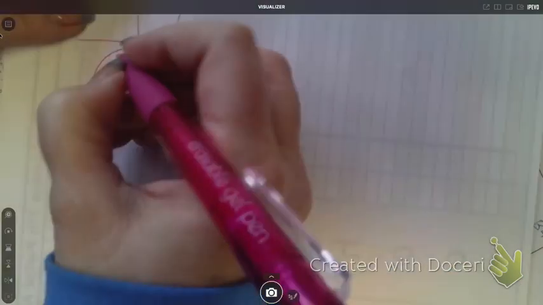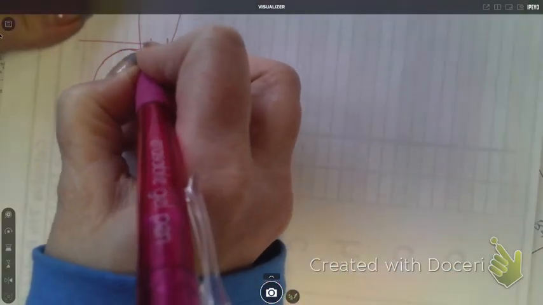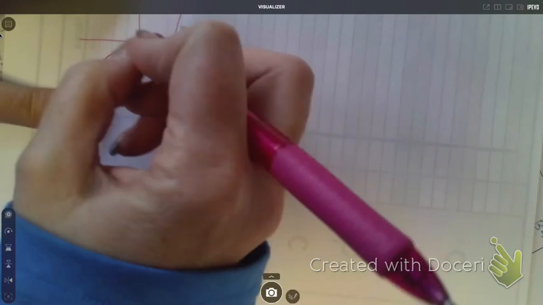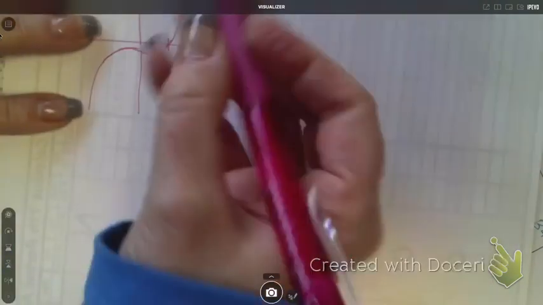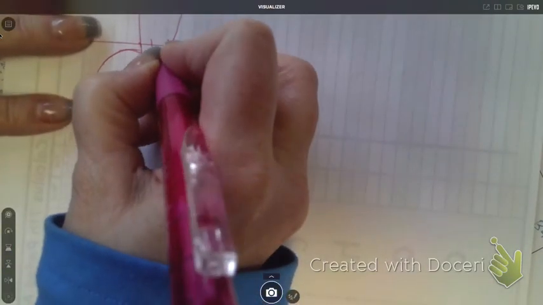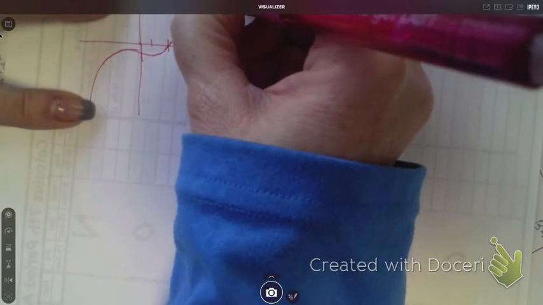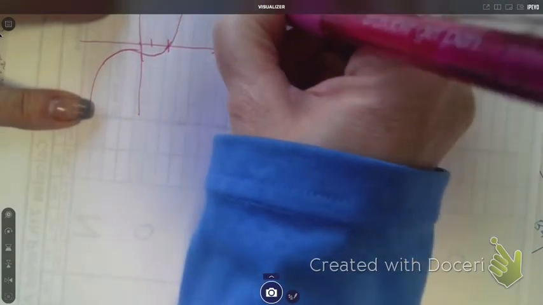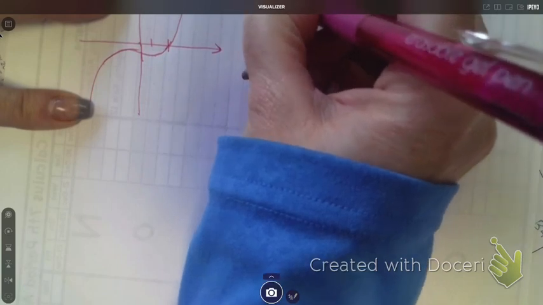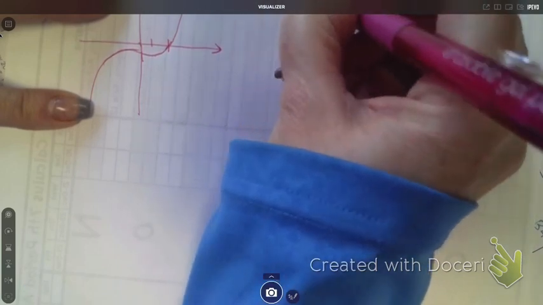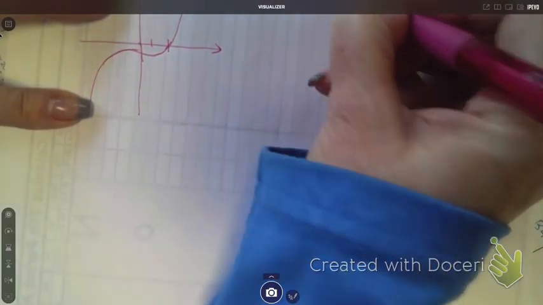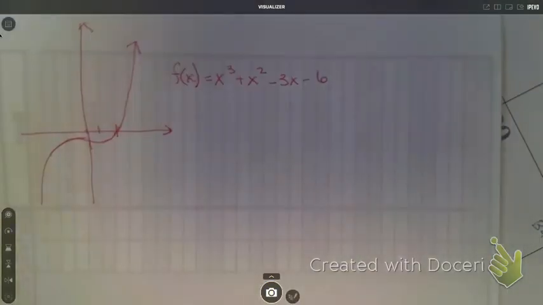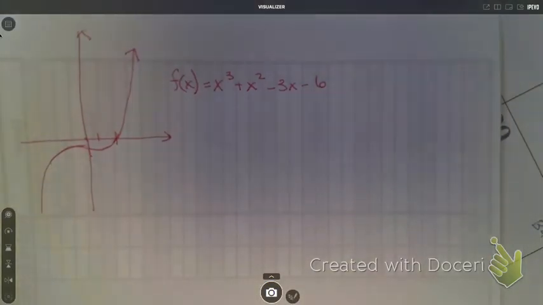Okay, so this equation right here is f(x) = x^3 + x^2 - 3x - 6. That's that equation. I want you to find all the zeros.